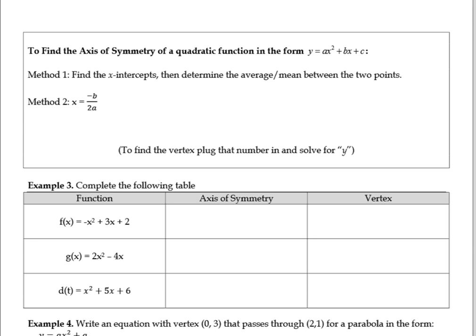Okay, so just to review, to find the axis of symmetry when it's in standard form, either find your x-intercepts and average them, or negative b over 2a. And then to find the vertex, you plug in that number. So by that number, I mean the axis of symmetry value, what we just found, in for x, and then you have your vertex. So that's the big portion of that.